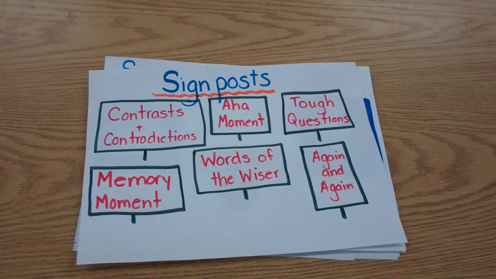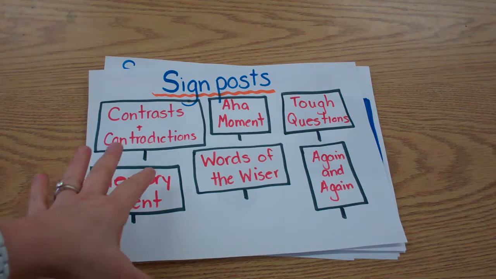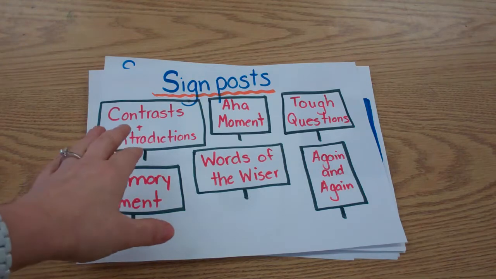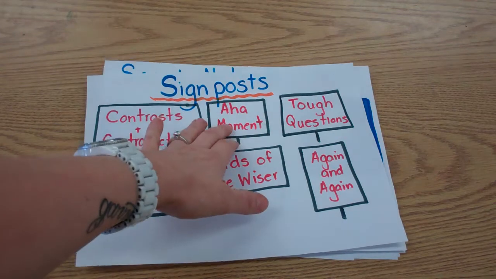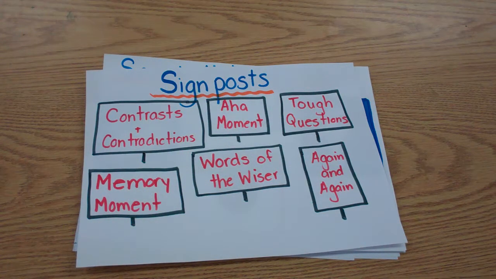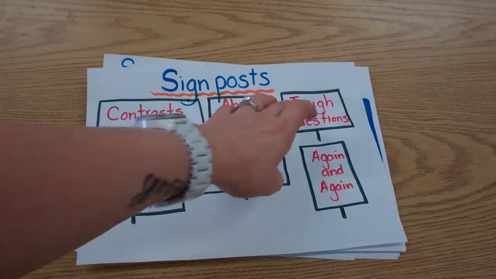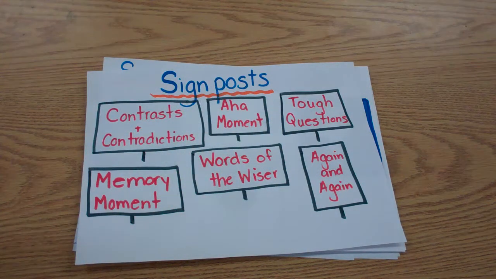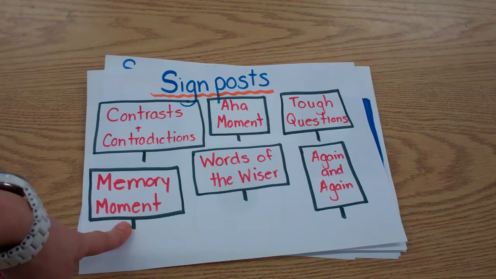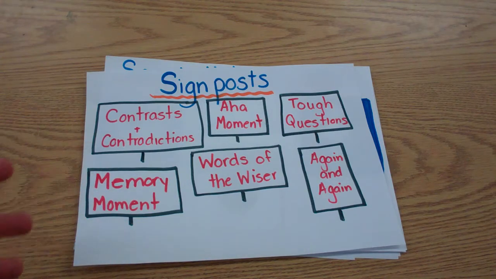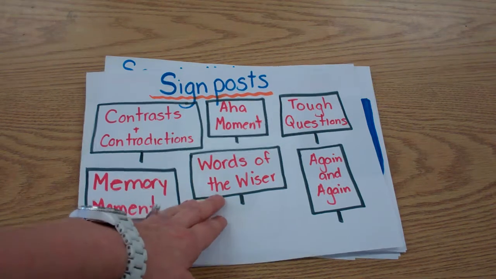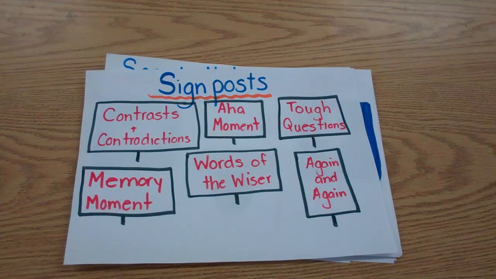We're going to talk a little bit more about this in class, but basically you're going to review your text and look for these signposts and when they occur. Contrast and contradictions: when a character does something that you wouldn't expect them to do. An aha moment: that moment where they've learned something new or something's been realized. Tough questions: a question that a character has been asked. Memory moment: sometimes when there's a flashback, why does the author show us that? Words of the wiser: is there an important character that comes in and shares some insight or wisdom with your character? And again, something that keeps occurring throughout the text and you want to know why. Again, we'll go more into detail with this activity in class.